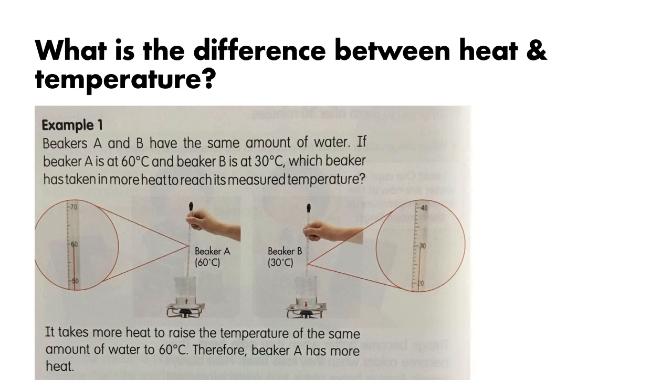I'll give you an example. When you have two beakers, two containers, two cups, and they have the same amount of water, and the water in cup A is at 60 degrees Celsius, and the water in cup B is at 30 degrees Celsius, which one has more heat? Definitely the one with the higher temperature has more heat, because 60 degrees Celsius is hotter than 30 degrees Celsius. That means there is more heat. It takes more heat to raise the temperature of the same amount of water from room temperature to 60 degrees. Therefore, beaker A has more heat.